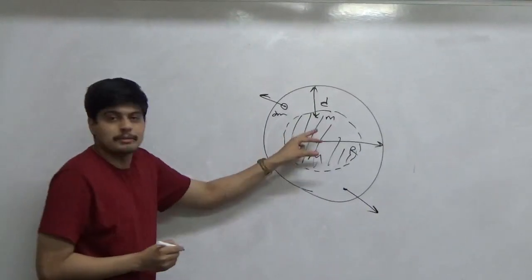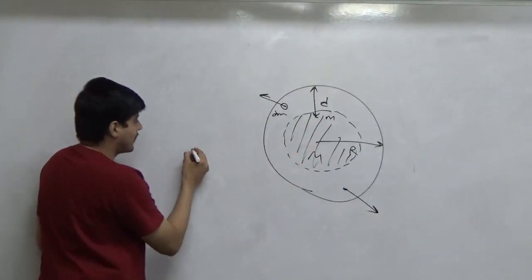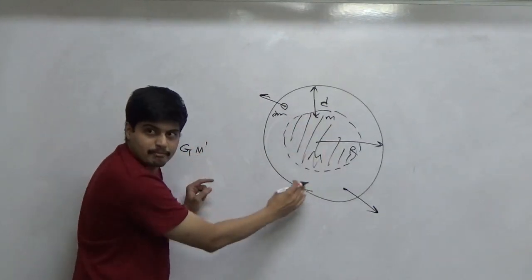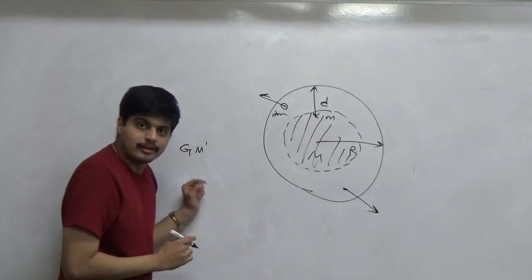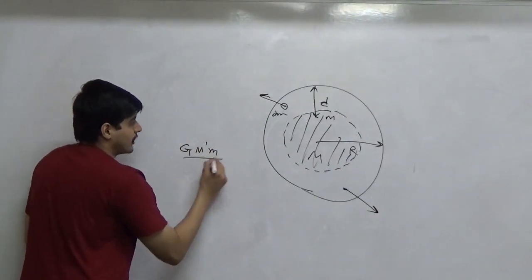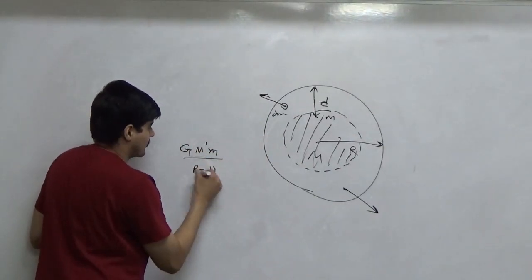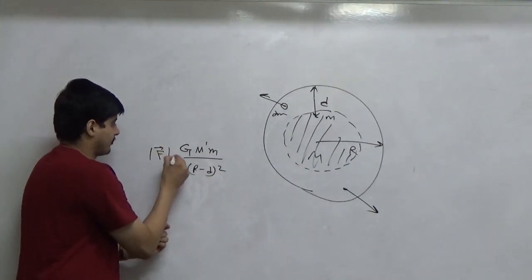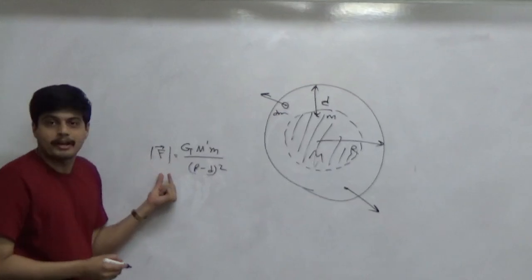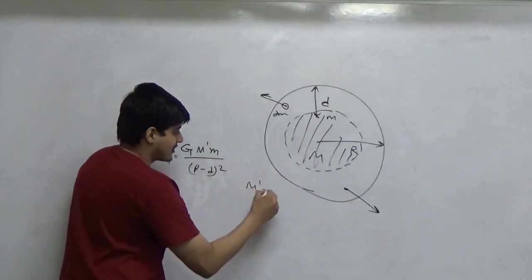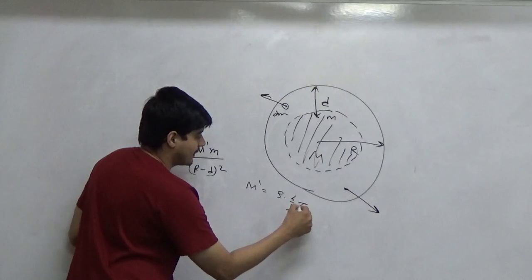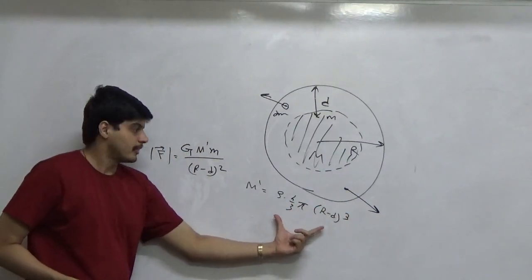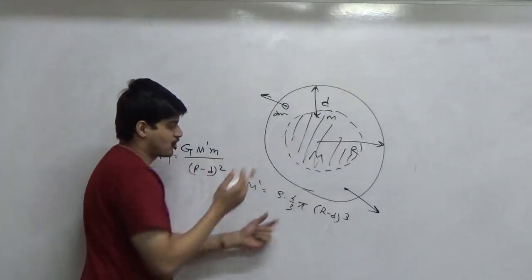Now if I have to simplify this, I will write the force as G m dash upon (R minus d) whole square. This m dash is the effective mass of the shell that actually interacts with this capital mass. Right? That's the magnitude of the force. It's still a vector, I'm just looking at the magnitude. Now m dash is simply rho into 4 by 3 pi into (R minus d) cube. Right? Because it is simply the mass of this shell.